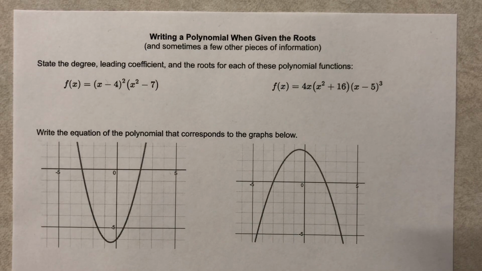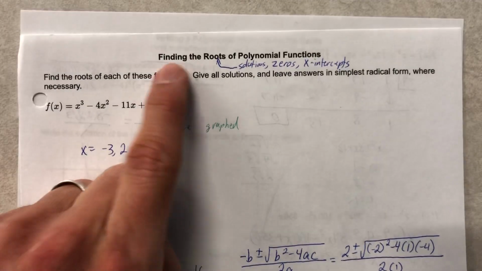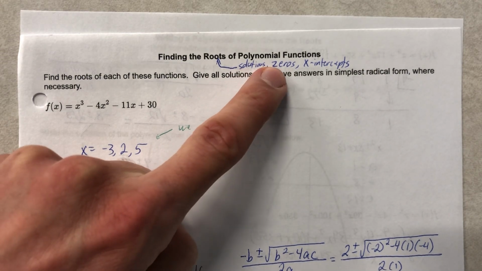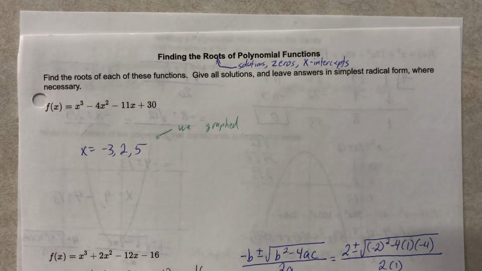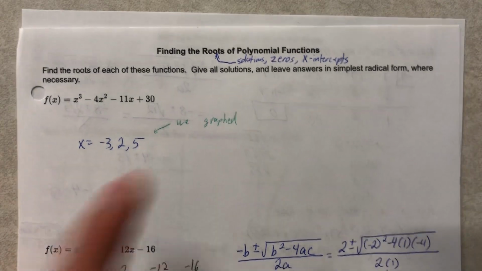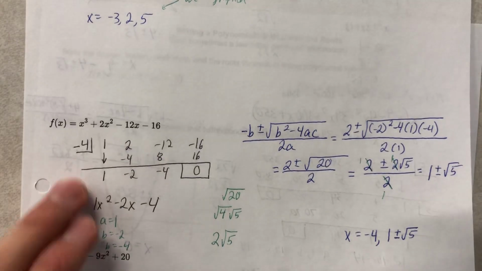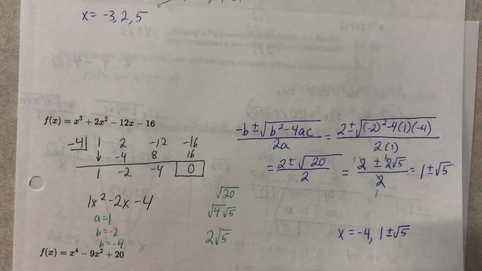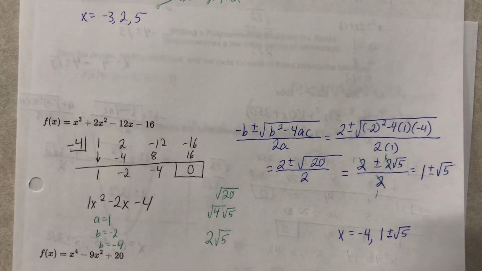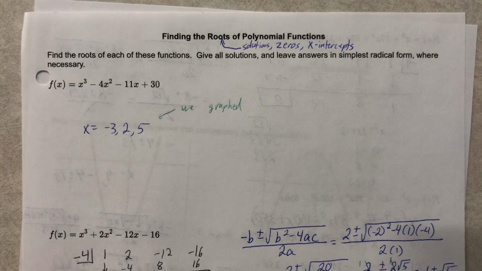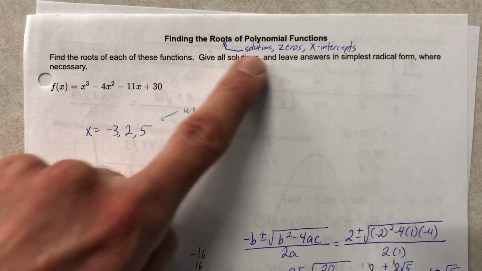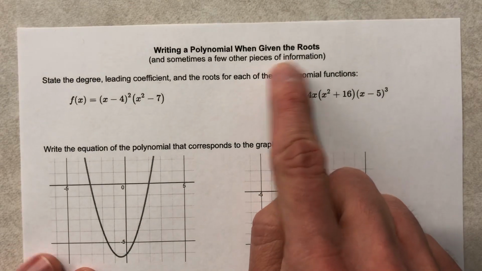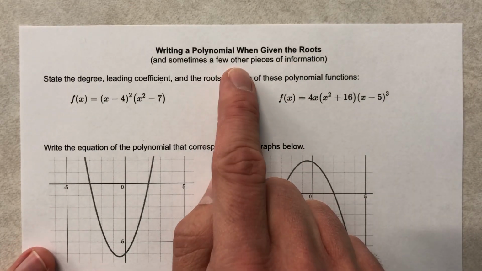In previous lessons, we would find the roots, the solutions, zeros, x-intercepts, when given a polynomial function. And we would use all kinds of strategies. We would graph it, we would divide out what we saw using synthetic division or long division if necessary, and then we would use the quadratic formula. Sometimes they factor. There's all kinds of strategies for finding the roots of a polynomial function. Well, now we're going to give you the roots and you have to write the actual function itself.